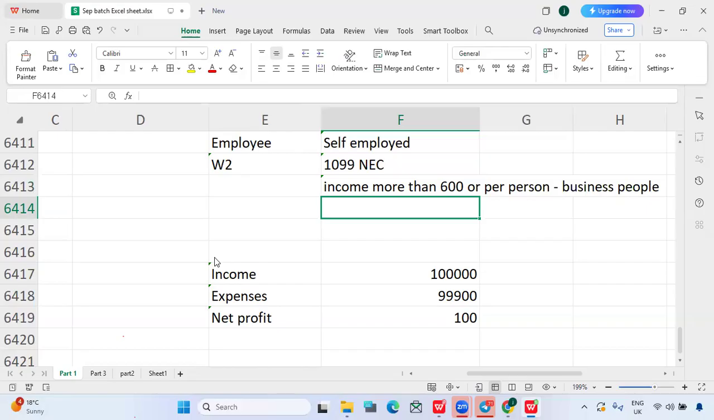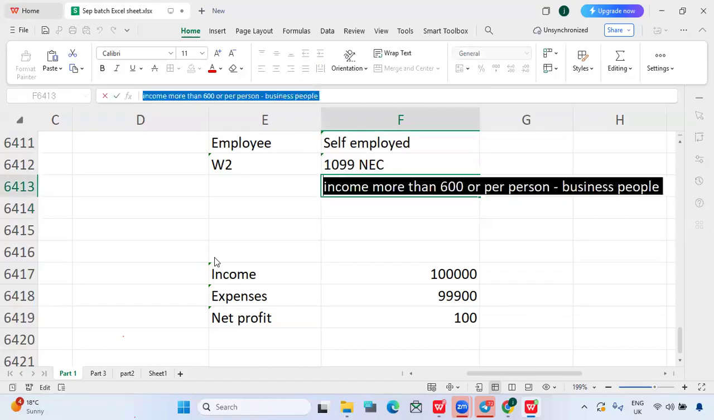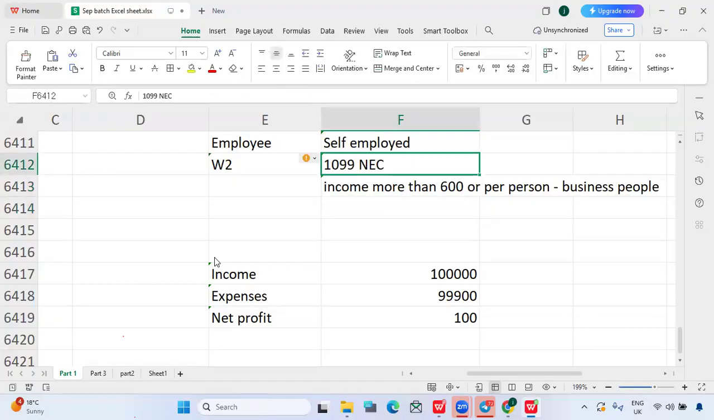But if you have a business and you purchased $1,000 of value for your business purpose, then you will be generating a 1099 NEC. That is not actually for the purchase of items. That is for services, independent contractor cases. We will see that NEC document. So for self-employed people, if the income is more than or equal to 600, then we can see this 1099 NEC.